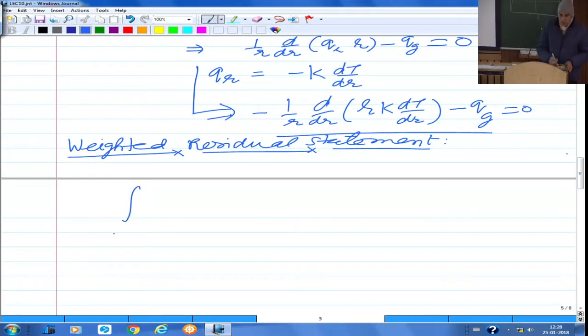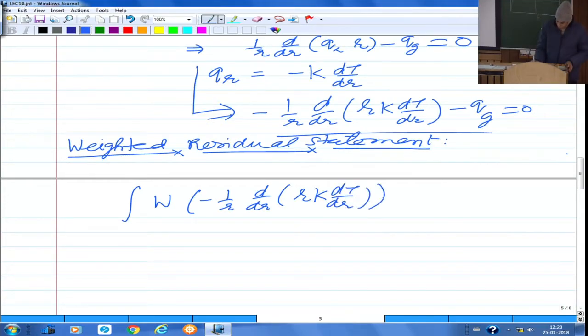You write the integration. Of course you'll have to take the weight function, let us say W, and then, thinking that we are going to substitute an approximate solution in place of T, we will get this as the residual itself, which is minus 1 upon R d by dr of R into K into dT by dr minus QZ. Let me put this in a square bracket. So then this is only one.